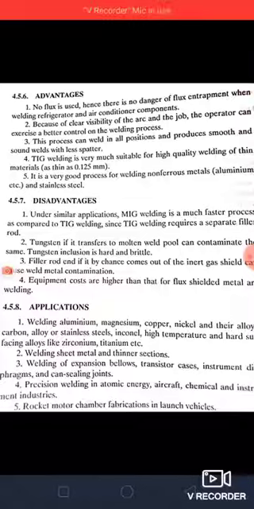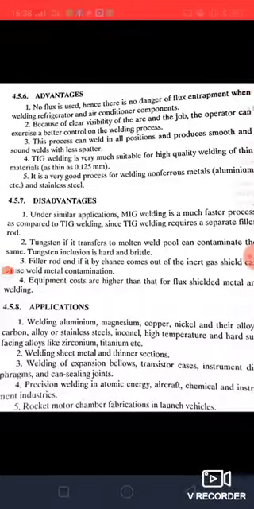Now what are the disadvantages of TIG welding? The first disadvantage is, MIG welding is much faster as compared to TIG welding, because MIG welding has a continuous reel of the electrode. So because of the continuous reel of filler electrode, there is no wastage of time in changing the filler electrode.